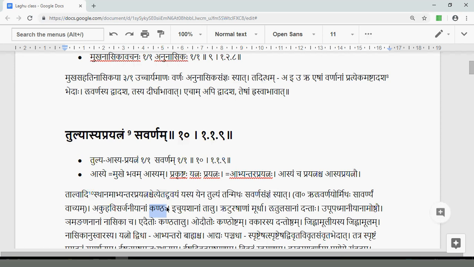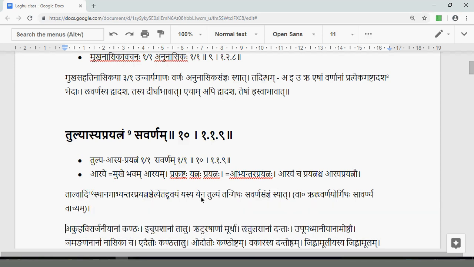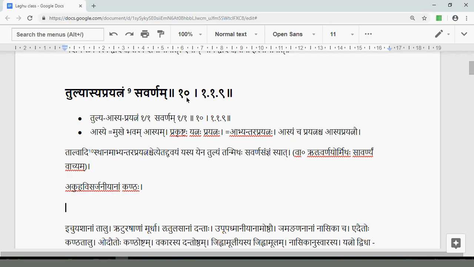Akuha Visarjaniyanam Kantha. So, what is Kantha? Kantha is the sthana. At the throat you pronounce it: the air which comes out, the effort which is taken inside, where is it constricted to sound a letter out? That is the sthana, and this is kantha. For what? A, ku, ha, and visarjaniya. So let's take them separately. If you see akuha visarjaniyam kantha, this is what? A.